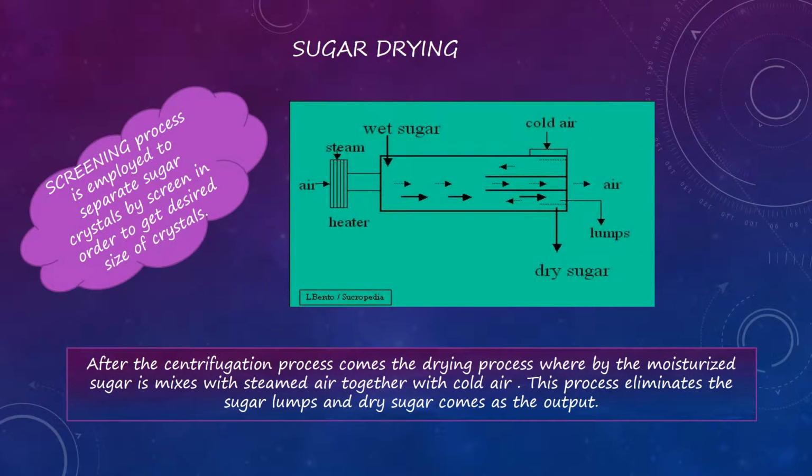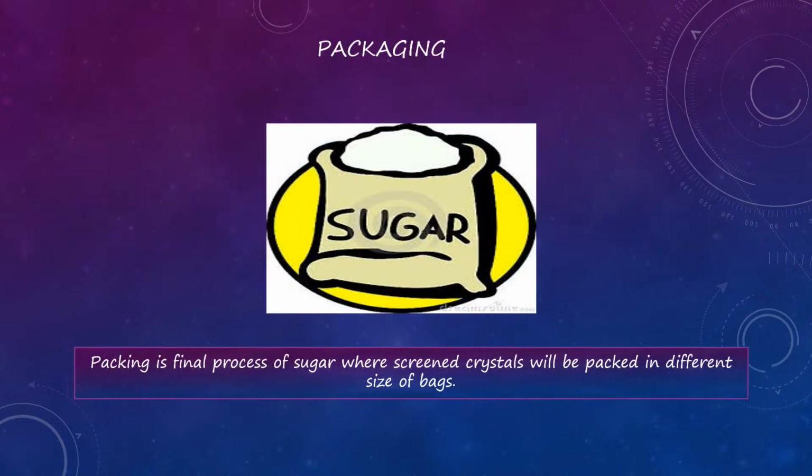After the centrifugation process comes the drying process, whereby moisturized sugar mixes with steamed air together with cold air. This process eliminates the sugar lumps and dry sugar comes out as the output. Also, a screening process is employed to separate sugar crystals by screen in order to get the desired size of crystal. Packing is the final process of sugar where screened crystals will be packed in different sizes of bags by heavy machines designed for it.